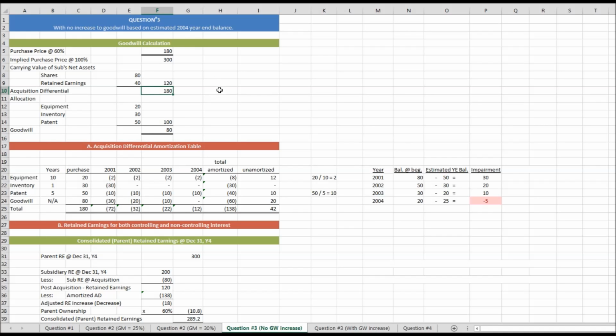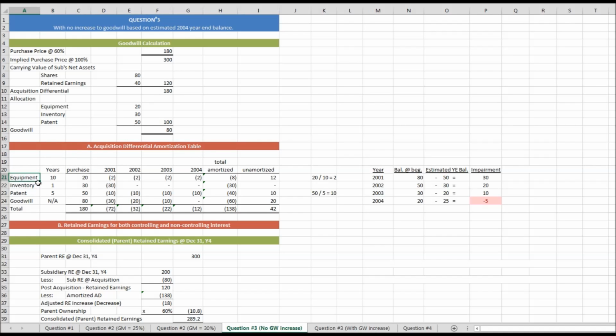And now we need to make appropriate adjustments for the fair value excess for the sub. So the following items, equipment, inventory, and the patent, were adjusted as their fair value was increased to 20, 30, and 50, adding up to 100. And we've got to subtract that out from our acquisition differential, leaving us with goodwill of 80, right over here, $80. So now that we've got our goodwill, we could discuss our acquisition differential amortization table.